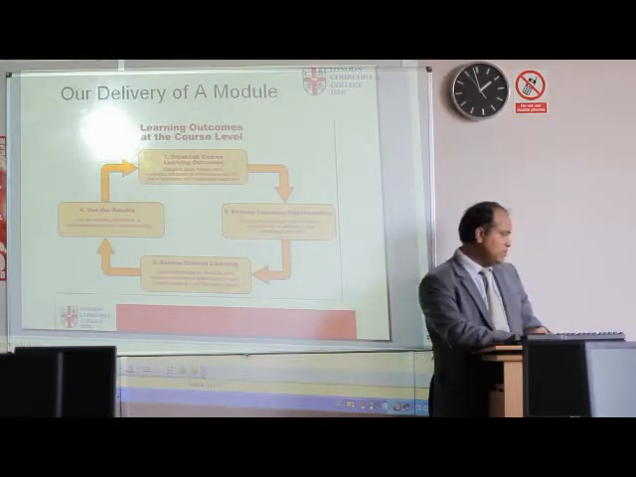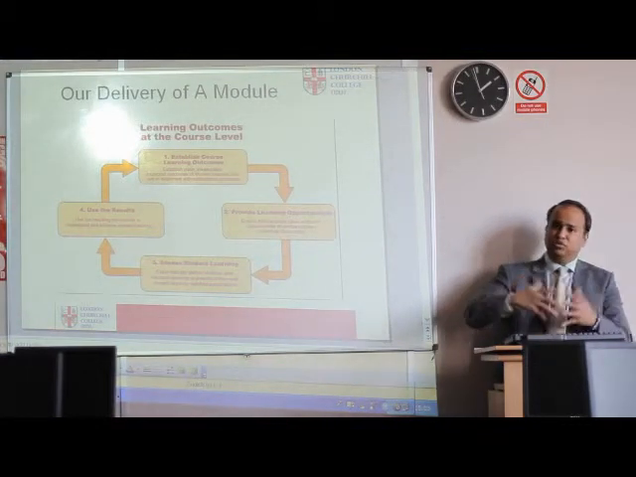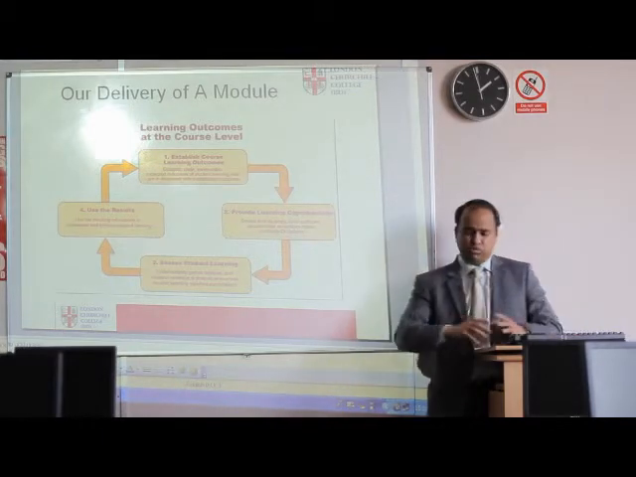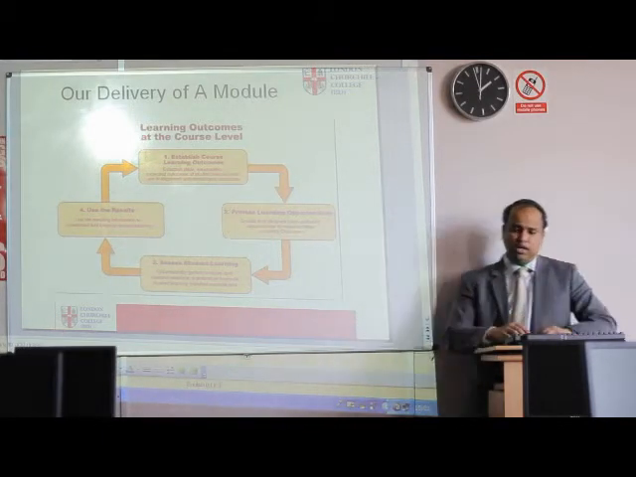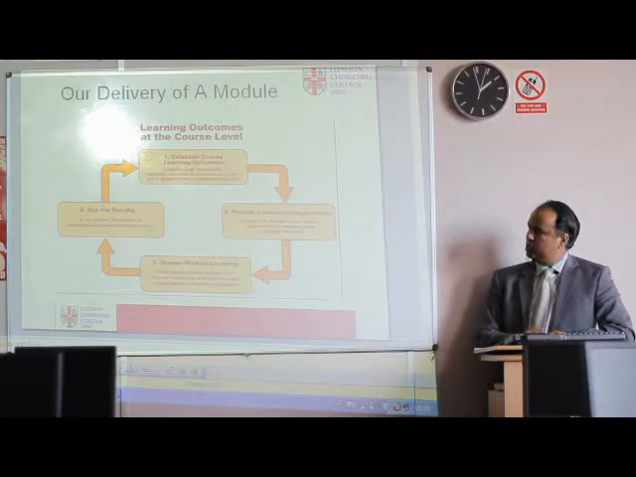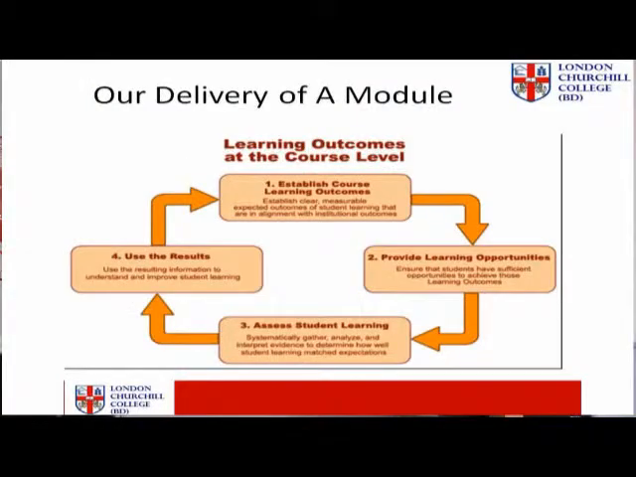Now, how do we deliver our modules? What are the things we do to make sure that you fully are getting what you're supposed to get? What we have here is awarding bodies create what you are expected to do. So the awarding body produce a program specification. The program specification will have the aims of the program and objectives or learning outcomes of the program. And also it will tell you what to study in that program.